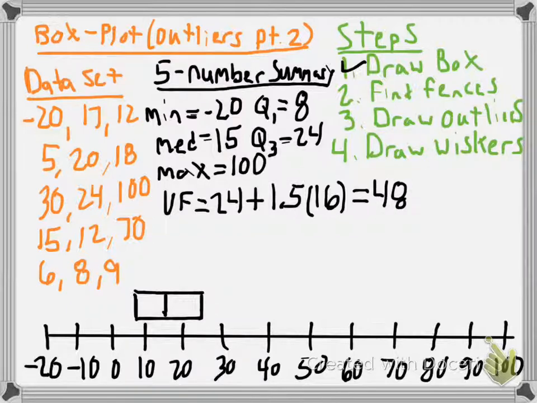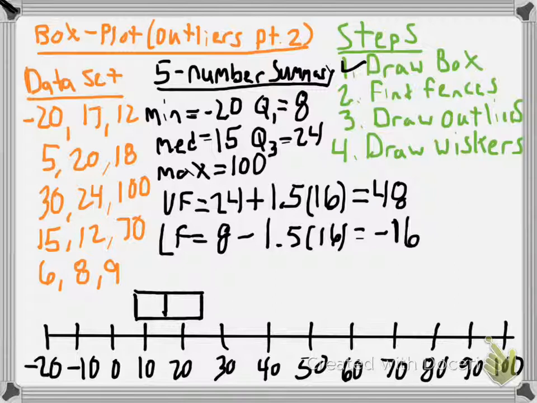Okay, then I'm going to do the lower fence, LF. Come on, this thing's slow. Okay, lower fence is equal to Q1, which is 8, minus 1.5 times 16, the IQR. And that should turn out to be negative 16. So we've done step 2. We've figured out our fences. Once again, you don't have to draw these in the picture. It just helps us do step 3 to draw our outliers.